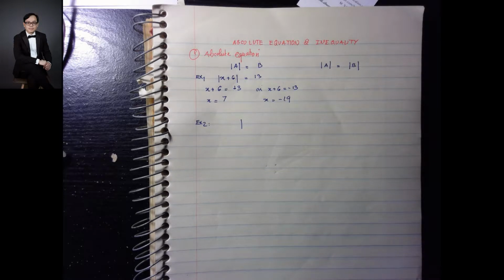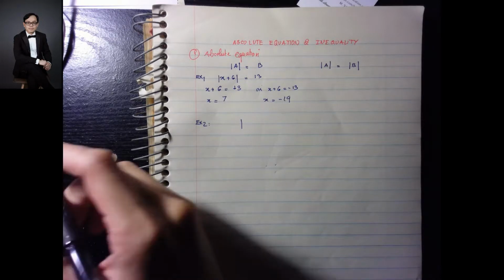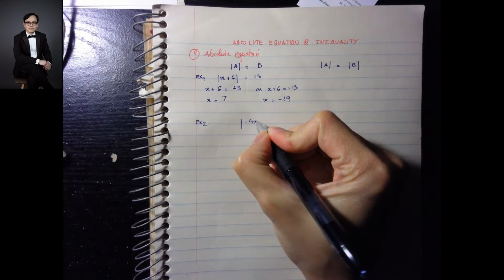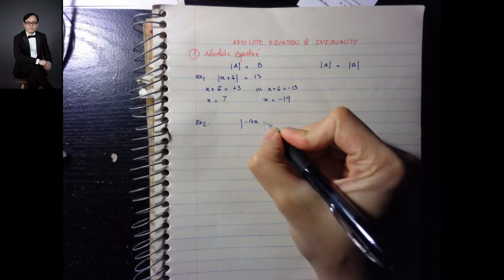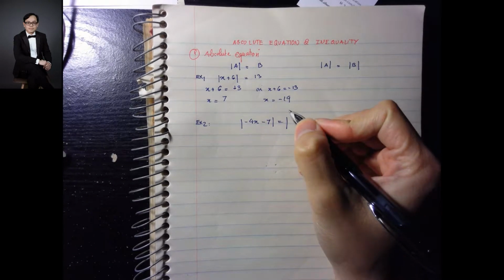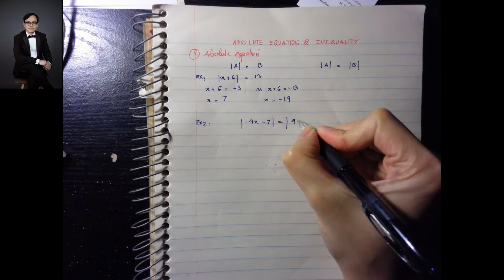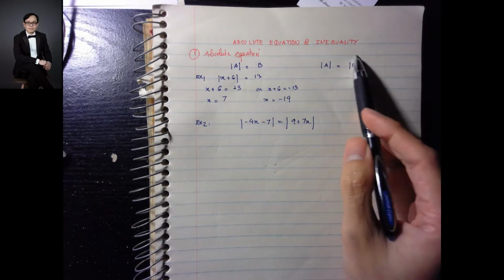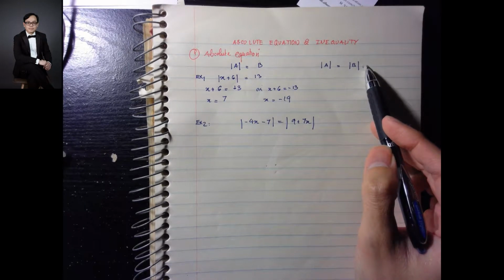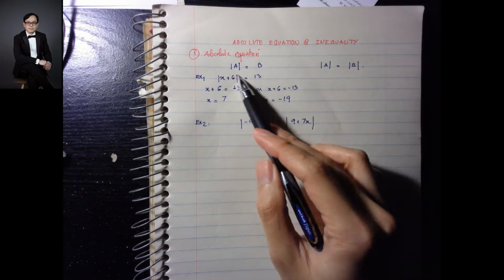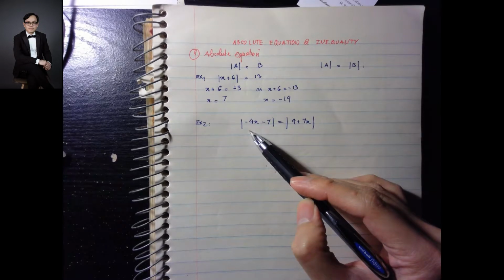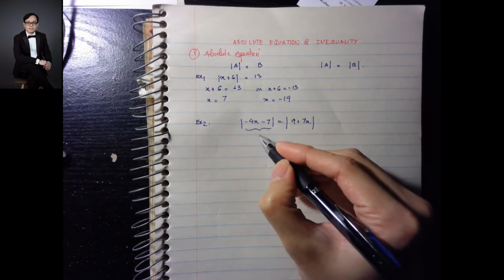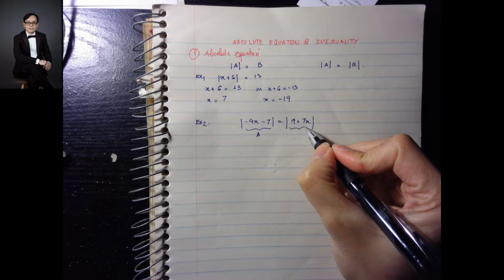Okay, let's do this. Absolute of negative 4x minus 7 equals absolute of 9 plus 7x. So you see that it's in the second form, not in the first form anymore. A in this case is everything inside here, and B is everything inside here.